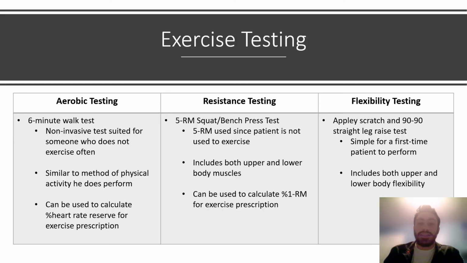So when it comes to exercise testing itself, I would recommend for an aerobic test the 6-minute walk test. This is a non-invasive test suited for people who typically are not too exercise oriented. It's relatively simple. It's a similar method to what he already does, which is walking his dog, and it can also be used to calculate his percentage of heart rate reserve for the exercise prescription.